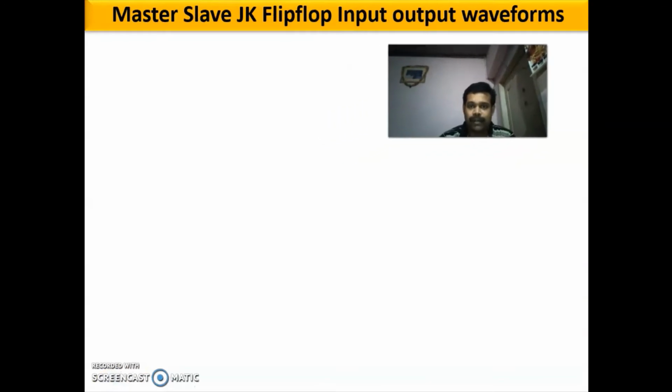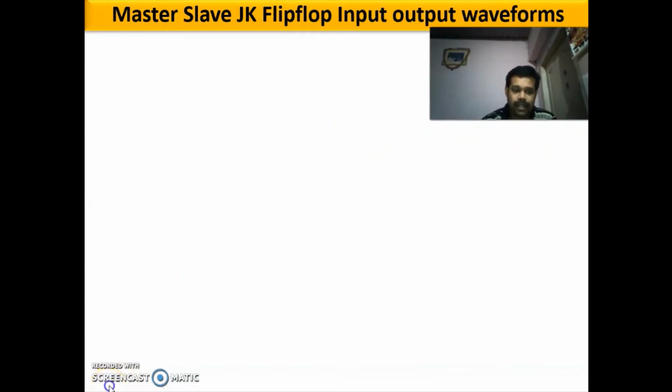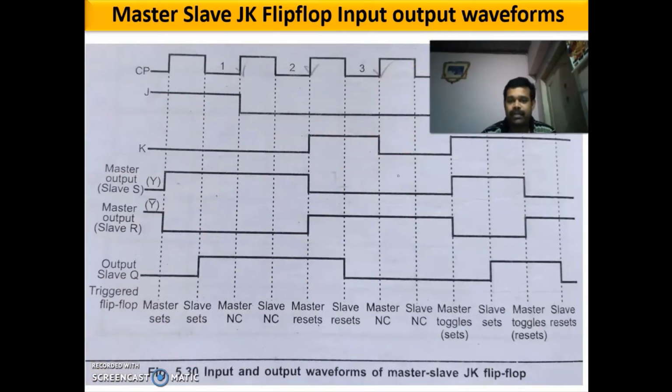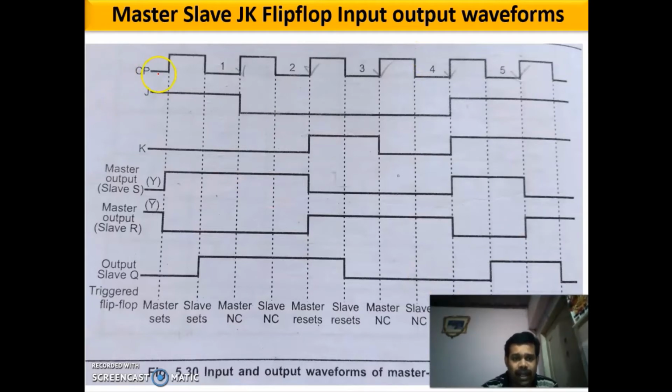So next we are coming to the timing waveforms, the input output waveforms. So this is the input output waveform. Now during the first clock edge, the value of J is 1 and K is 0. If J is 1 and K is 0, whatever you have in the present state, your next state will be 1. Up to the next positive edge, your value is 1.